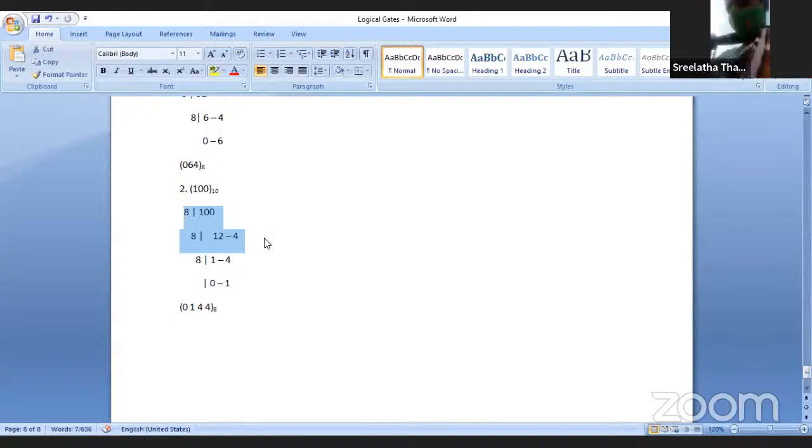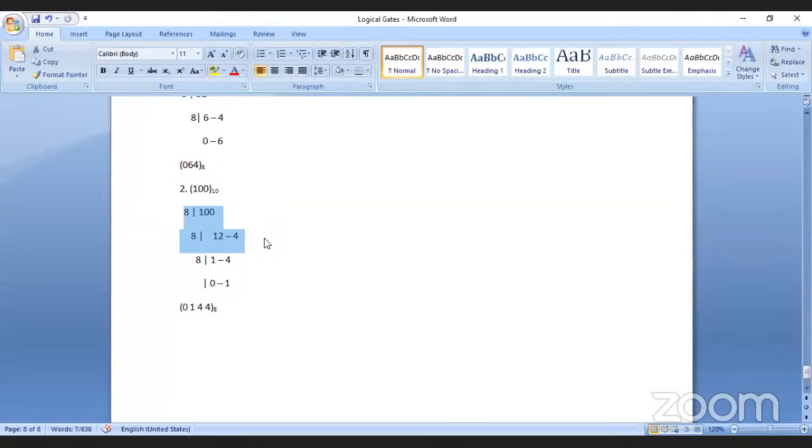No, sir. Fine, right. Thank you. After that step, next step. 8 ones are 8, 8 twos are 16. So it's more than 12, right? 16 is more than 12. That is the reason I'm taking only 8 ones are 8. So what will be the remainder? 12 minus 8, how much? 4. Understand? Okay, 4.